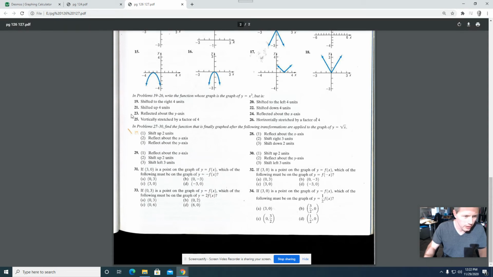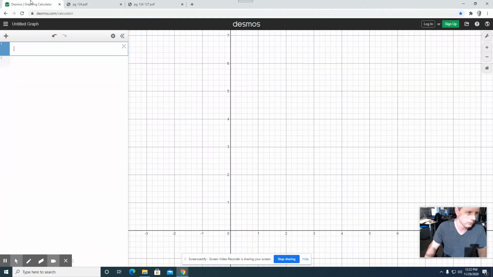All right, guys, so in this video, I am going to go through questions 27, 28, 29, and 30, these four right here. So it says in problems 27 through 30, find the function that is finally graphed after the following transformations are applied to the graph of y equals the square root of x.